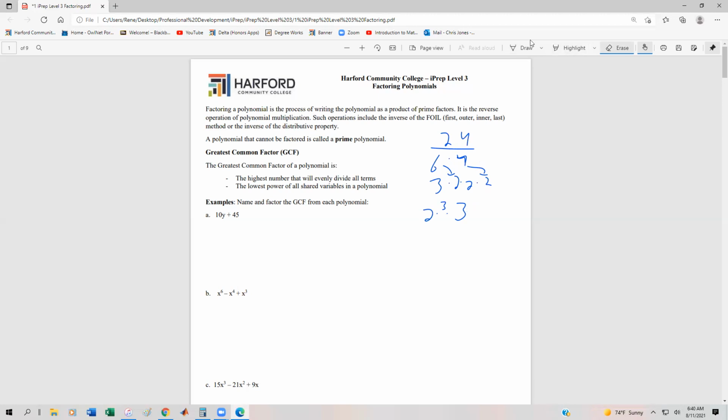Now, just like some numbers, such as 13, where the only factors are 1 and 13, making it a prime number, there are polynomials that are prime. So we want to be cognizant of the fact that not every polynomial we're going to look at has the ability to be factored. Let's take a look at a number of ways that we can start to factor polynomials, and one of them is called the greatest common factor.